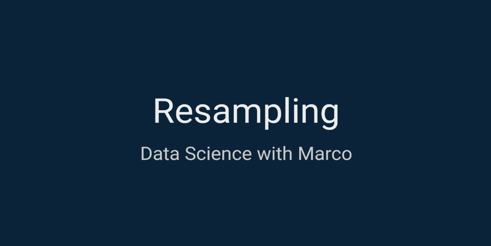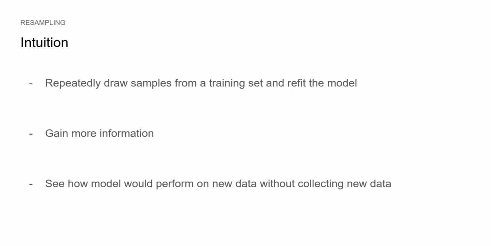So first, let's cover resampling methods. Resampling involves repeatedly drawing samples from a training set and refitting the model on each sample. This allows us to gain more information than if we were fitting the model only once. We can also test how the model would perform on unseen data without collecting new data. That is important because a model in production will have to predict on data it has not been trained on.